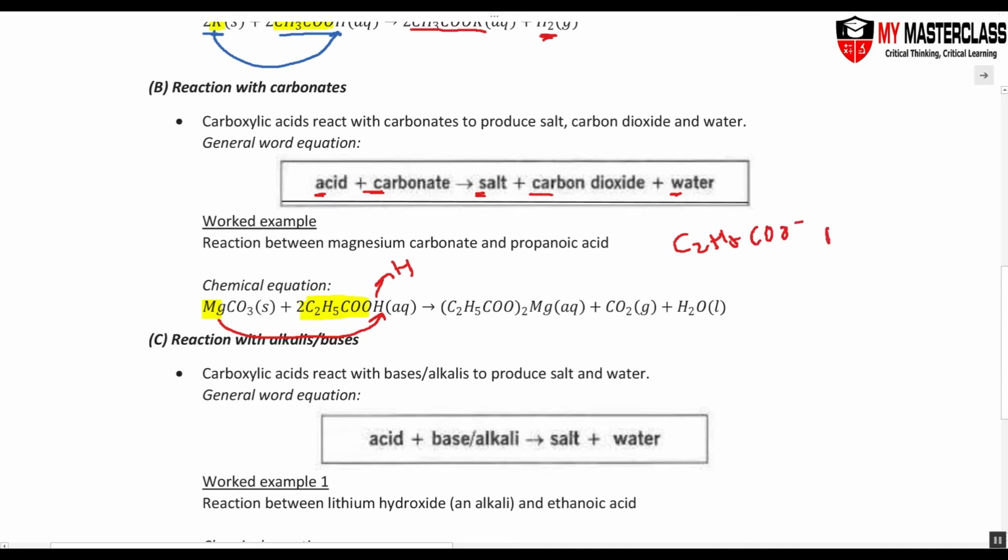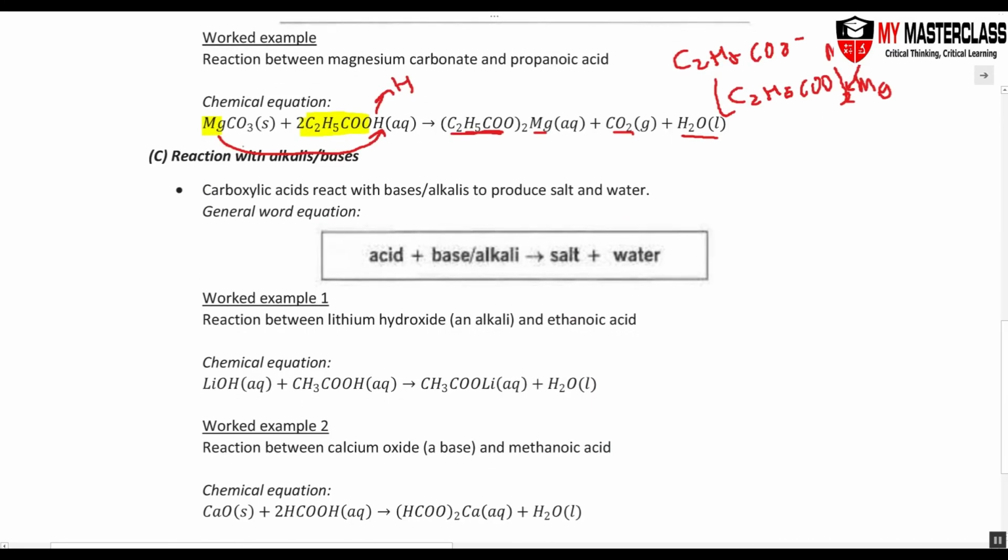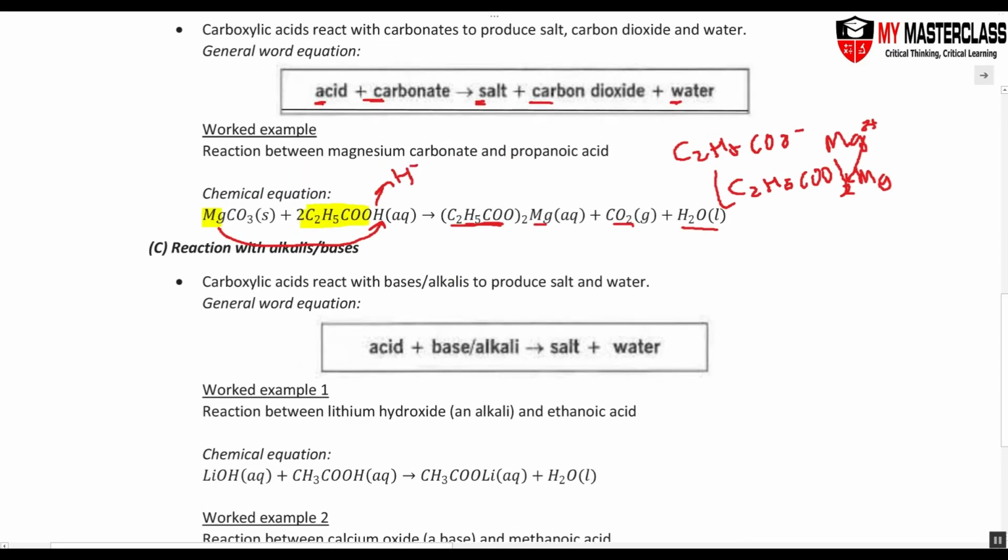Okay, so it partners the C2H5COO minus and the Mg2 plus. So do the cross method, C2H5COO and then the Mg, cross method, this one bring it down, 2, whole thing in bracket. Okay, so you get your magnesium propanoate, which is your salt, plus carbon dioxide plus water. Okay, when you see CO3, always think of CO2. So there is one O, the H, one O and the H that was kicked out form H2O.